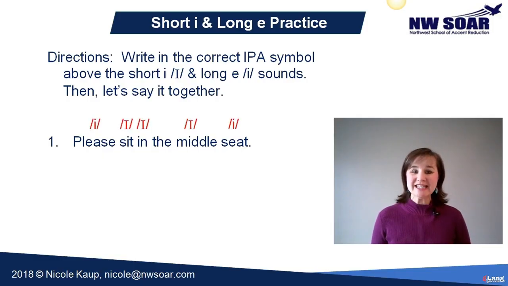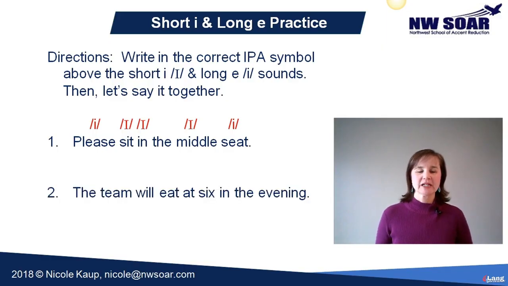All right, please has a long E, so you're going to write a lowercase i. Lowercase i, again, is the IPA symbol for E. The uppercase I, the big I, is the IPA symbol for I, the short I. So please is E, it's a long E. Sit is a short I. In is a short I. Middle is a short I. And seat is a long E.